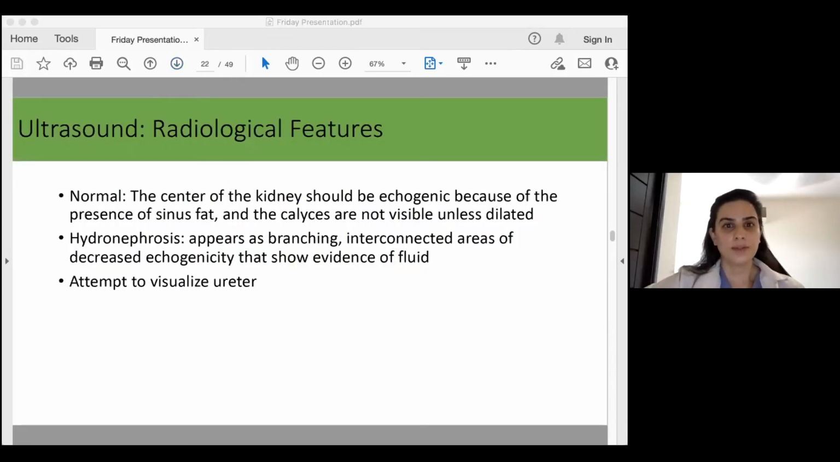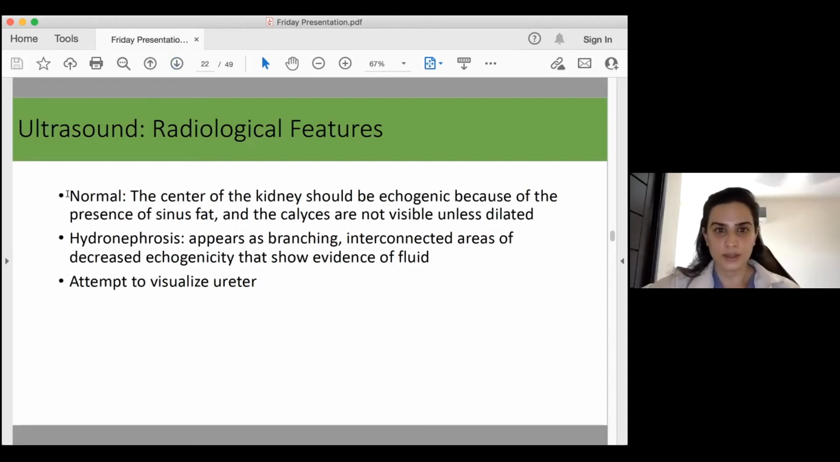So when we talk about the ultrasound, the radiological features are that in a normal kidney, the center of the kidney should be echogenic because of the presence of sinus fat, and the calyces are not visible unless they're really dilated. Those are usually hypoechoic, but in hydronephrosis, we observe branching, interconnected areas of decreased echogenicity that show evidence of fluid. And usually when we do have a hydronephrosis, the technician performing the ultrasound tries to visualize the ureter in case they can identify the obstruction.